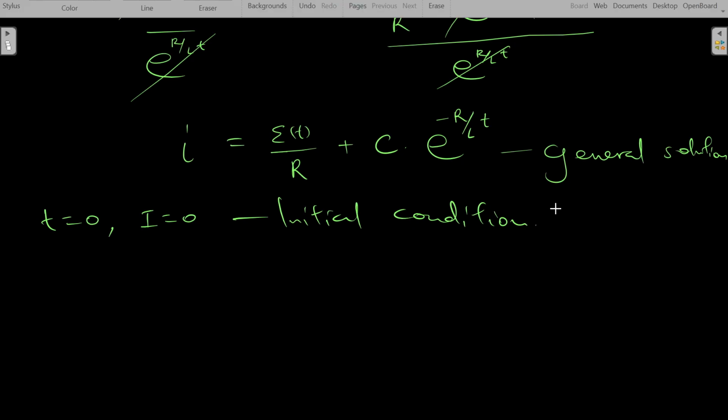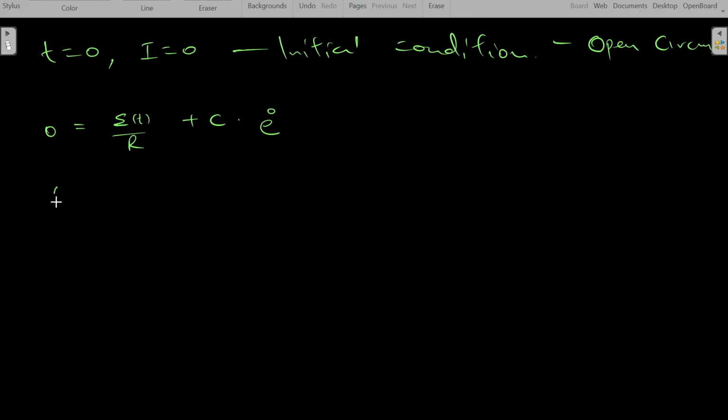So when the circuit was open, we are saying I at 0 should equal E as a function of t upon r, then plus c multiplied by e to the power of 0. As t equals 0, we should get 0 equals e t upon r plus c. So from this point, solving for c, we should get negative e of t upon r. So that's our value for c.